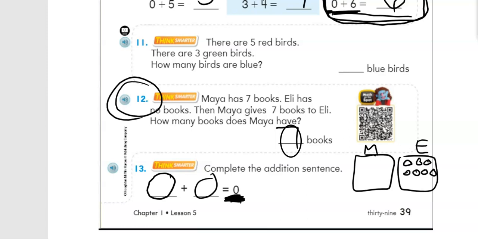So, Xander, I'm going to use you in my problem now. Xander has 0 cookies. Miss Prince gives Xander 0 cookies. How many cookies does Xander have? He starts out with 0. Miss Prince gives him 0. So he still has 0. Yeah. 0 plus 0 is 0. That's a lot of zeros.